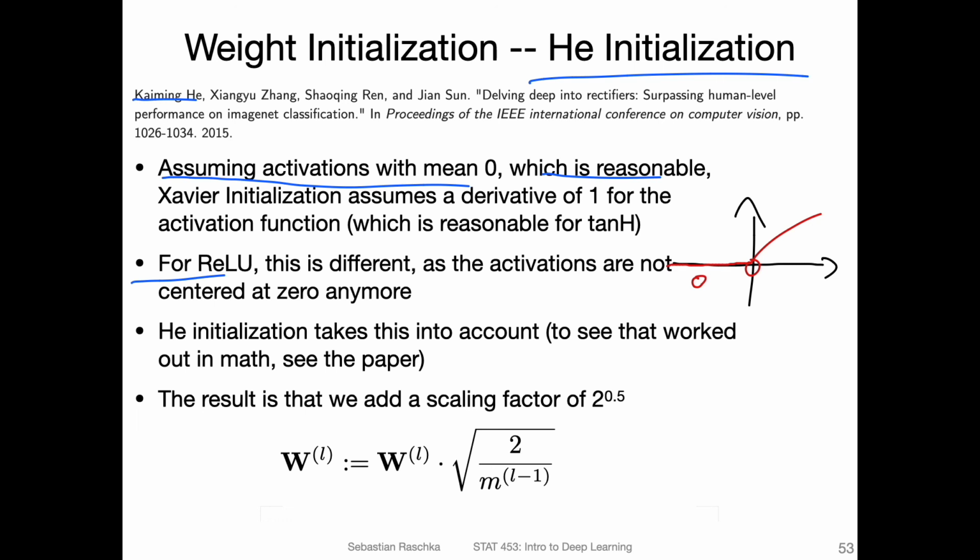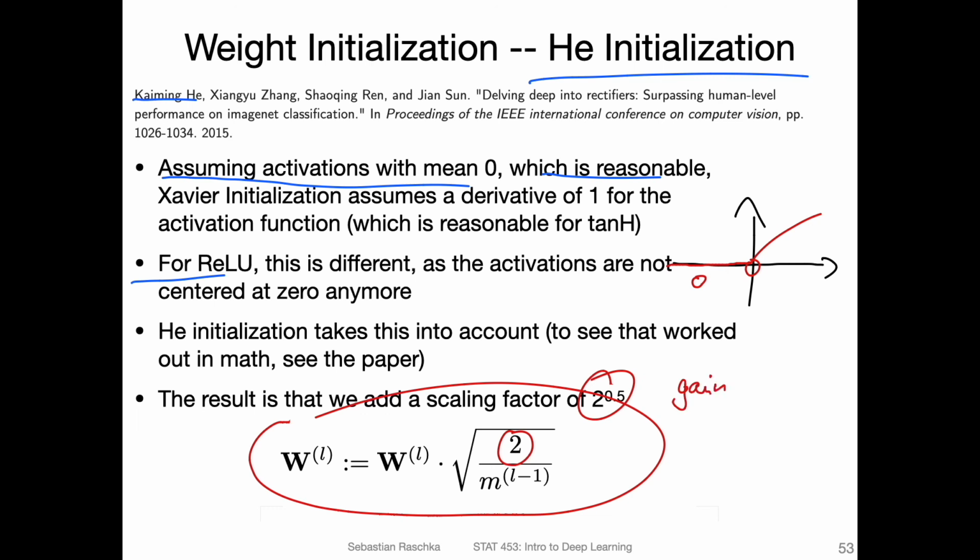There's some complicated math in that paper. If you're interested, you can check that out. But the bottom line is that we would add just a scaling factor of 2 here. So in total, we would add what sometimes people call a gain. We would add a gain of square root of 2, and we can just put it inside here. So essentially it's just adding a scaling factor, and this addresses the issue with having the activations not centered at zero in the case of ReLU.